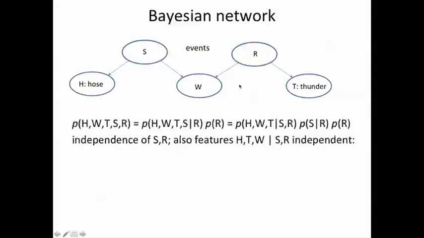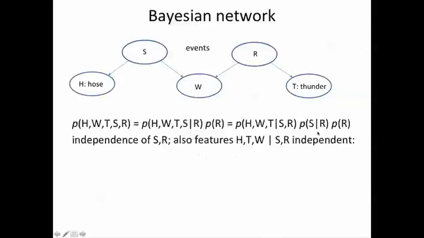We also know that S and R are independent. Whether or not the sprinkler is on or whether or not it had rained last night, we assume that these are independent. In practice, we might have some dependence. That is, one decides to put the sprinkler on only if it doesn't rain, but we ignore that for the time being. We also assume, as before, that the observations H, W, and T are independent given S and R.